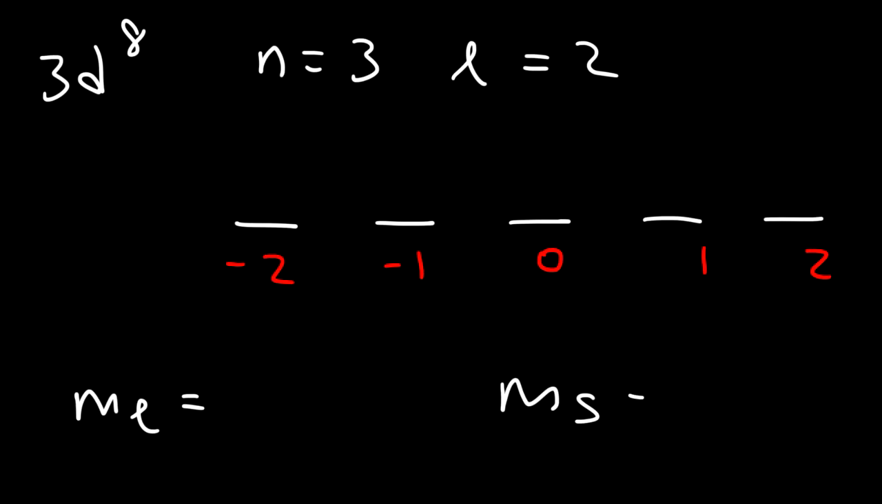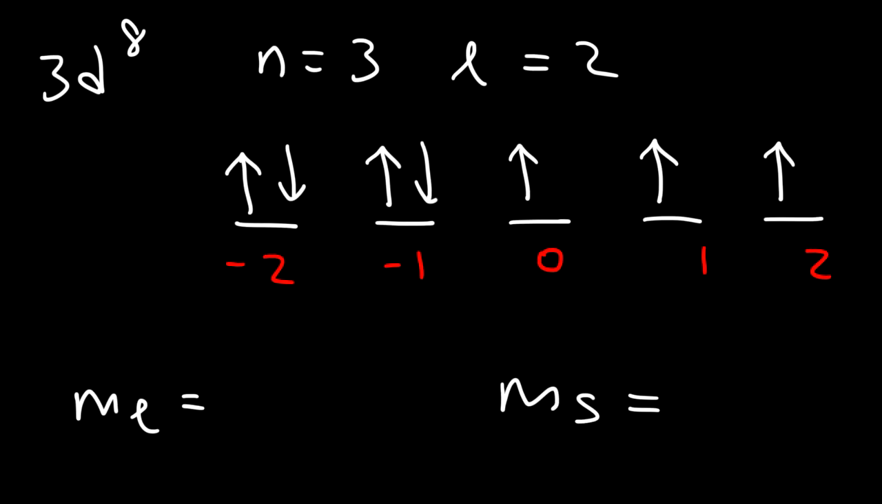Now ms will always be either positive or negative 0.5, which I'll explain shortly. So let's start with parallel spins facing upward. So this is 3d1, 3d2, 3d3, 3d4, 3d5, 3d6, 7, 8. So the 3d8 electron landed in this orbital where ml was 0. Now we have a down arrow, which means the electron spin is -1/2.